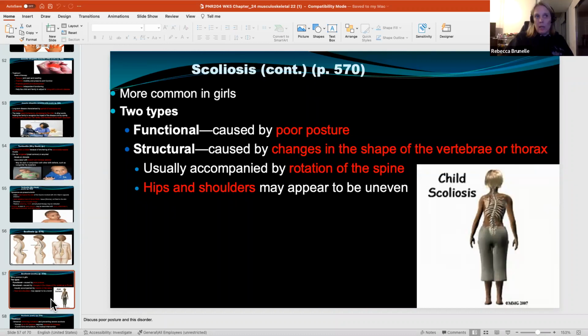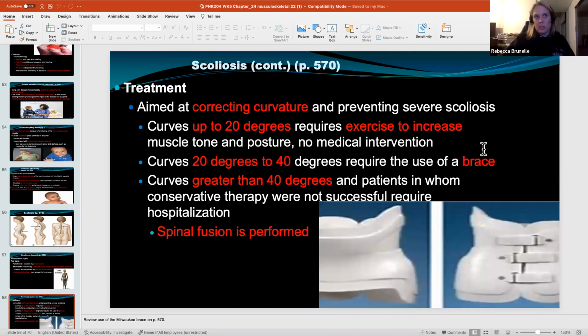So if it's up to 20 degrees, 20 degrees or less would be considered mild, and that's just physical therapy and exercise. And then 20 to 40 degrees, they're going to have to wear a brace, and over 40 degrees requires surgical intervention, and they have what's called spinal fusion surgery.